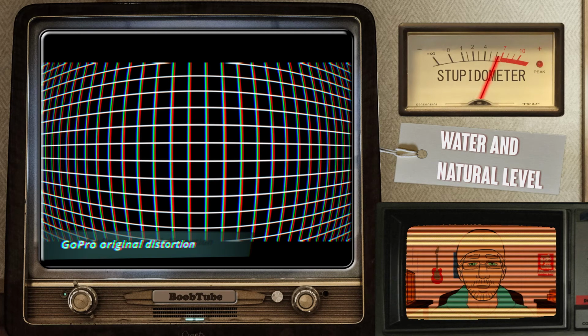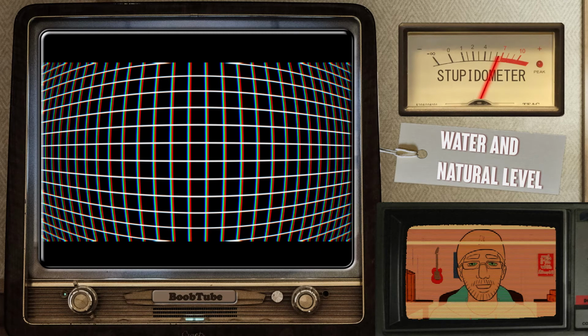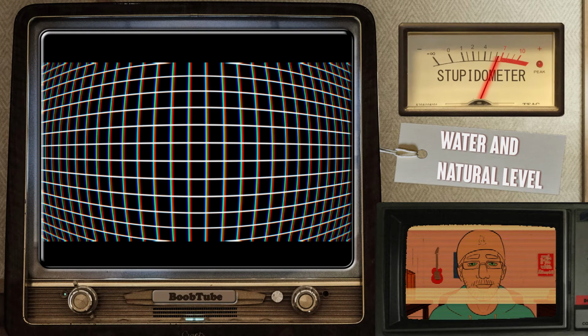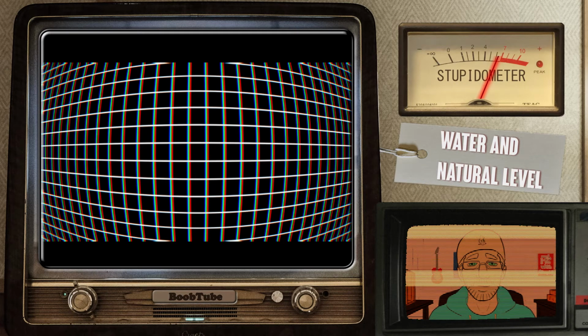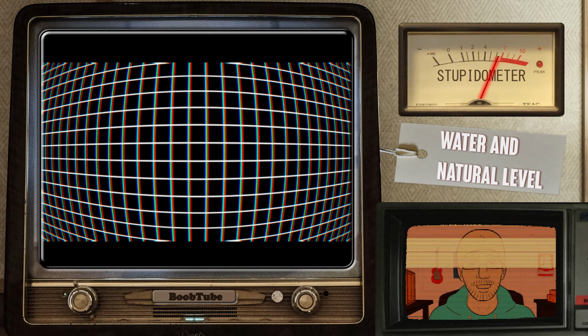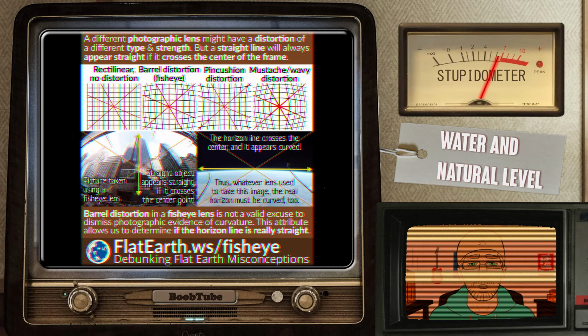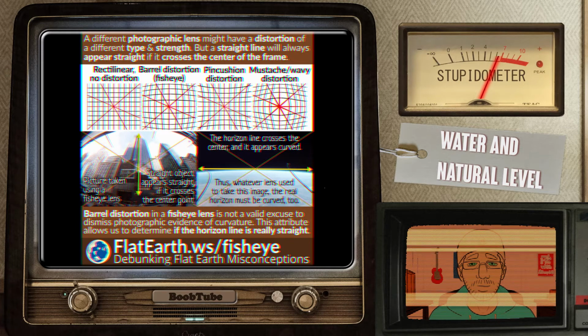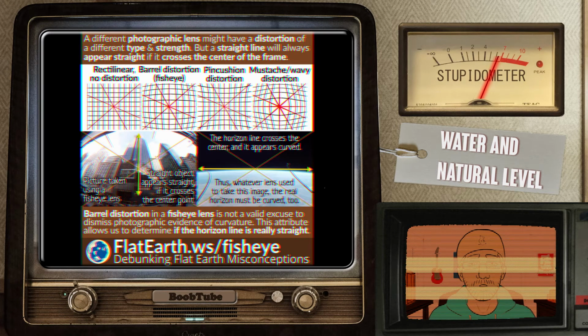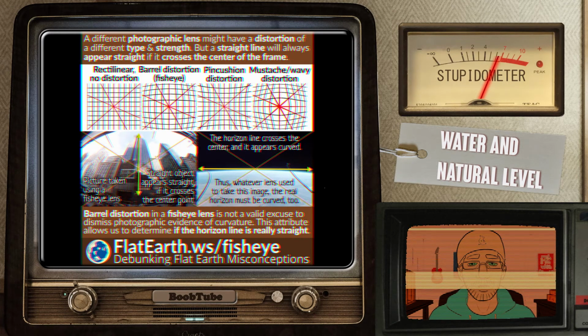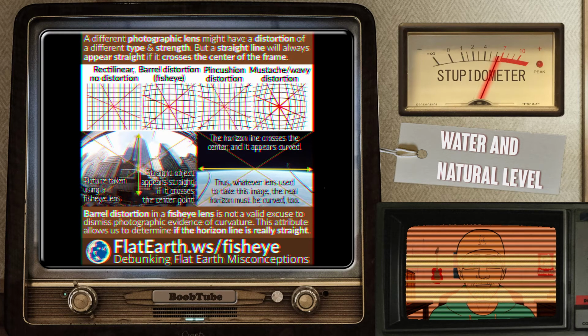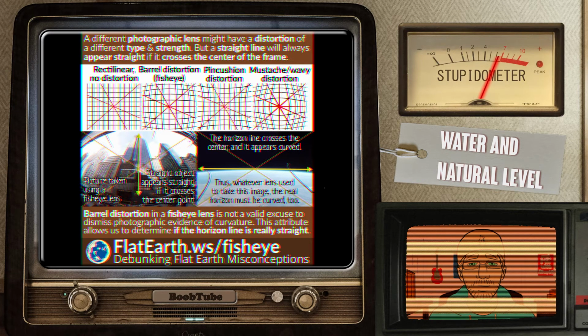On a side note, they do like to throw in the argument that all the pictures showing curve are taken using a fisheye lens. Well, if we understand what kind of distortion a fisheye lens makes, we can then establish which images were taken with fisheye and which ones were not. For fisheye, the distortion happens from the center, and the further you go from the center, the bulgier it gets. And a straight line would always appear straight if it crosses the center of the frame. This is that barrel distortion I mentioned earlier. But none of it matters because zetetic philosophy.